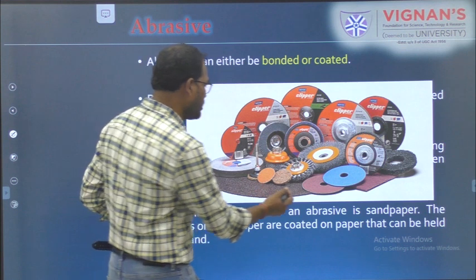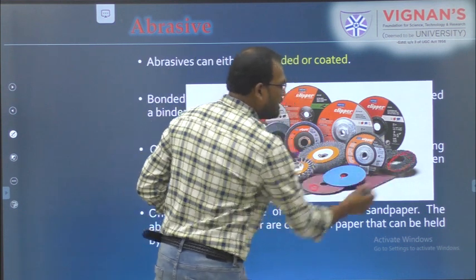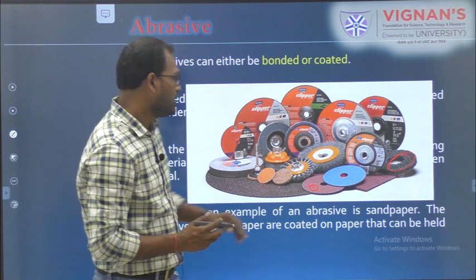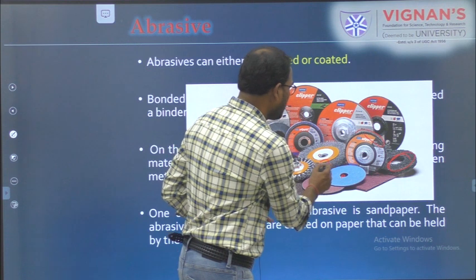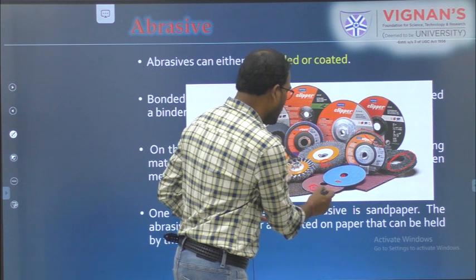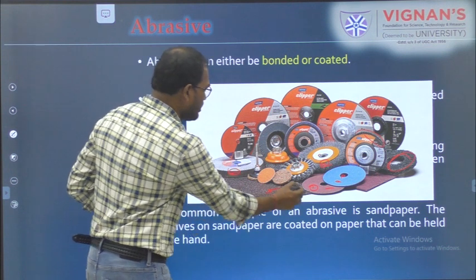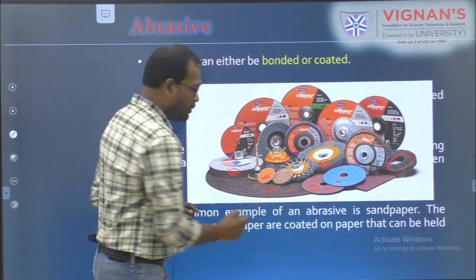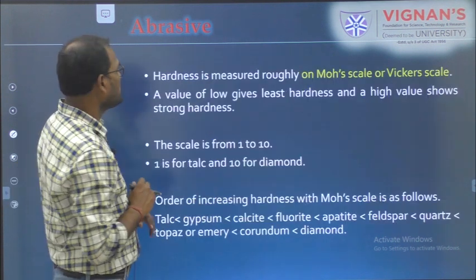So, this is the example. Okay, you can see here. These are all emery sheets, right, and these are all solid bonded abrasives. These are all bonded abrasives, you can see here, and these are all coated over the surface, right. So, this is bonded. Okay. So, these are all coated ones, which can be used for abrasion action, right.